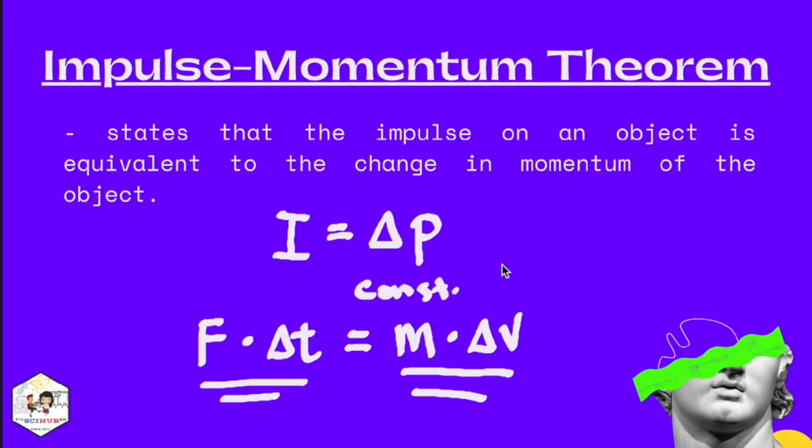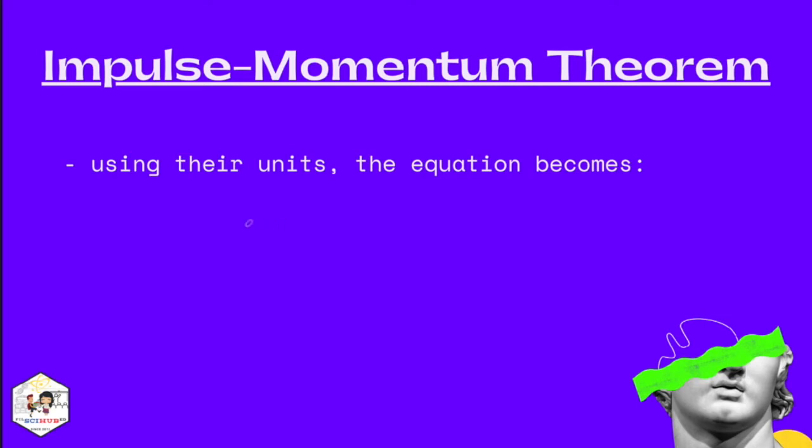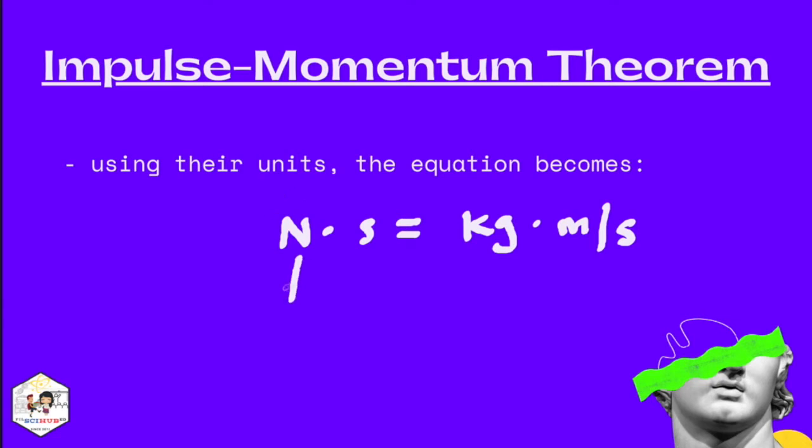Now in order to check and verify, let us take a look at their units. Using their units, the equation becomes newtons times second for impulse is equal to kilograms times meters per second. And we see that both sides are actually the same because when we express newtons further into its SI units, we see that newtons is the same.